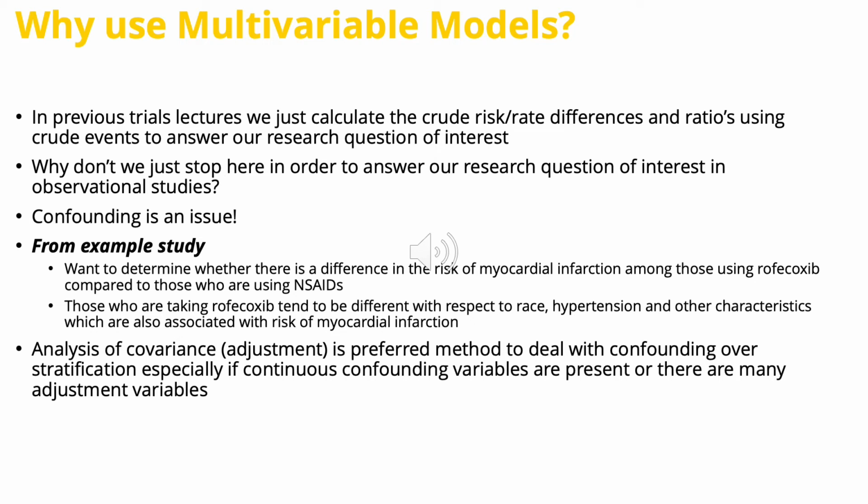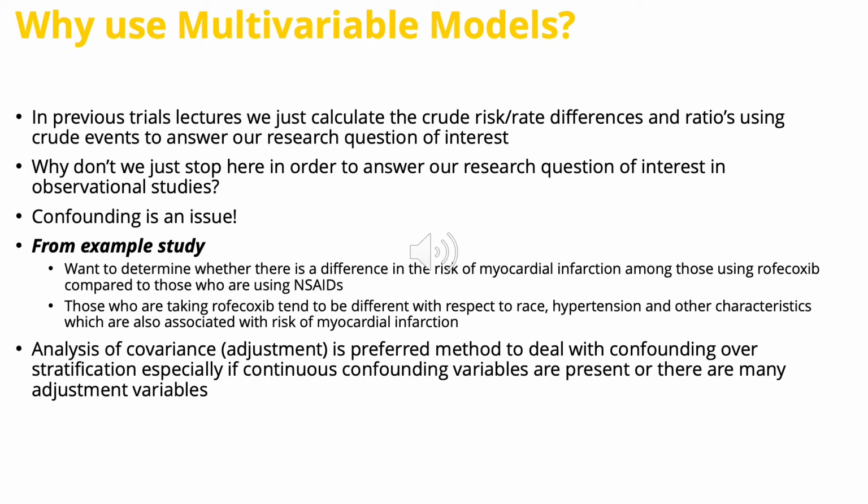So we don't have to worry about differences in confounders between our intervention and control groups in randomized controlled trials. But in observational studies, where treatment is not randomized and is simply prescribed by a physician given a patient's characteristics, confounding is an issue. From our rofecoxib NSAID case study example, we want to determine whether there's a difference in the risk of myocardial infarction among those using rofecoxib compared to those using other NSAIDs.